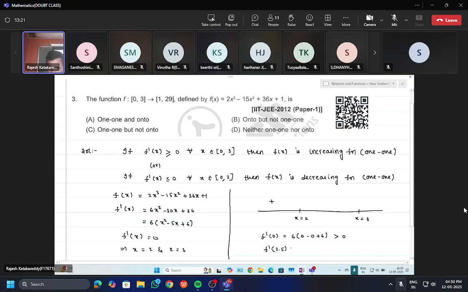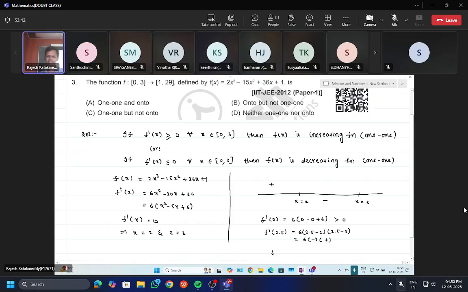Let us take 2.5. This one I can write like 6 times of (2.5 minus 2) into (2.5 minus 3). So I can clearly see that it is 6 into a negative value and then a positive value. I got negative here, right? Now the next one, greater than 3, let us take 4 here. f dash of 4 is equal to 6 into (16 minus 20 plus 6). I think we are having positive again here, right?